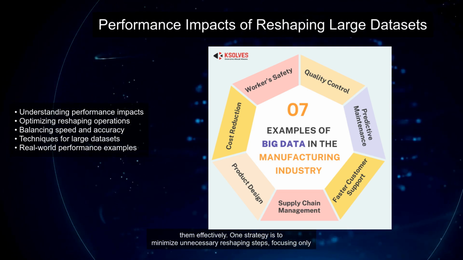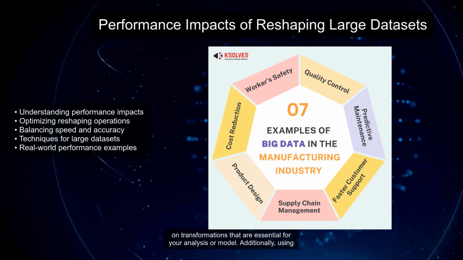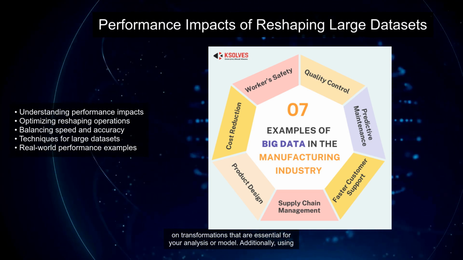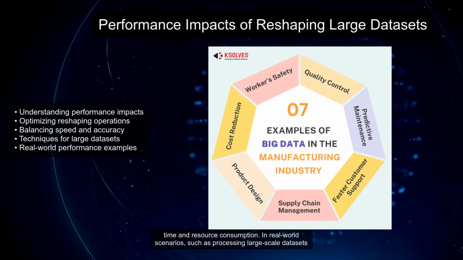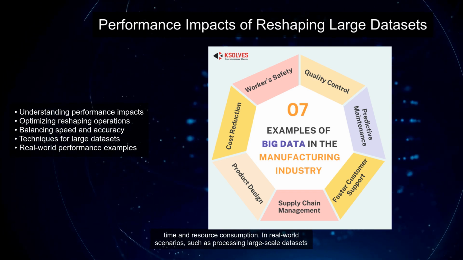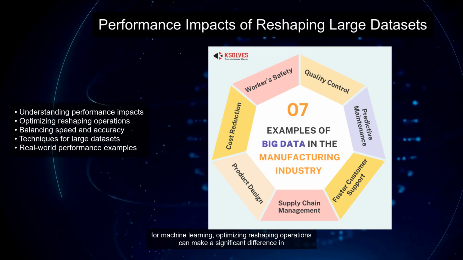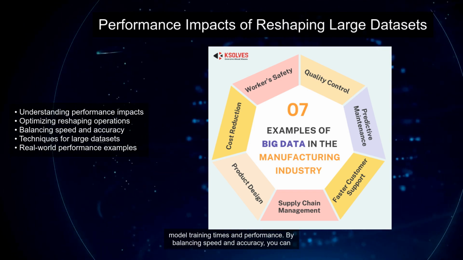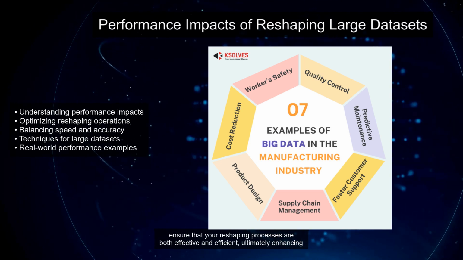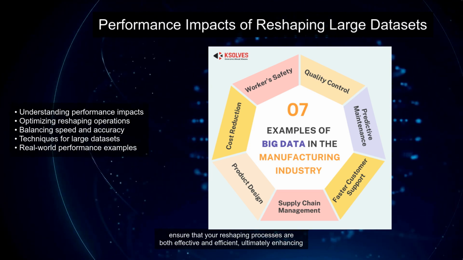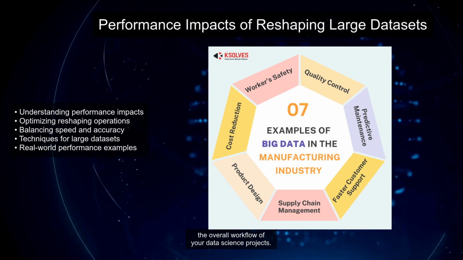One strategy is to minimize unnecessary reshaping steps, focusing only on transformations that are essential for your analysis or model. Additionally, using efficient data structures and leveraging NumPy's optimized functions can help reduce computation time and resource consumption. In real-world scenarios, such as processing large-scale datasets for machine learning, optimizing reshaping operations can make a significant difference in model training times and performance. By balancing speed and accuracy, you can ensure that your reshaping processes are both effective and efficient, ultimately enhancing the overall workflow of your data science projects.